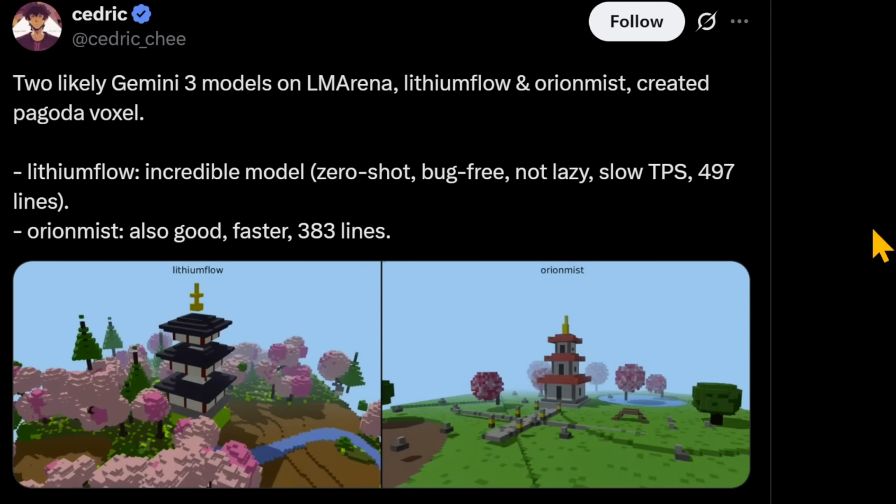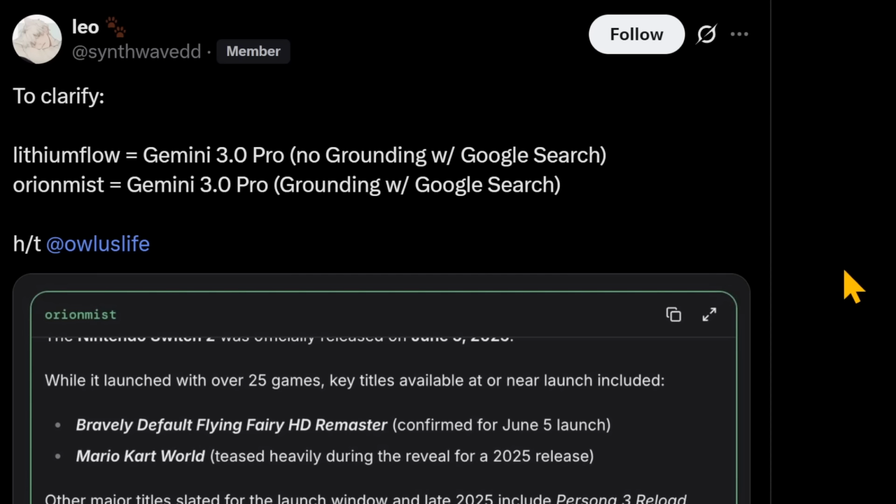Also, there are two new special mystery models on LM Arena that everyone's convinced is a Gemini series of models. That part is probably true. A lot of people are assuming it's Gemini 3. The models were called Lithium Flow and Orion Mist. A lot of people took guesses at which one was which, whether it's Gemini 3.0 Pro, maybe one of them was Flash, perhaps it's grounding versus no grounding. We have no idea.